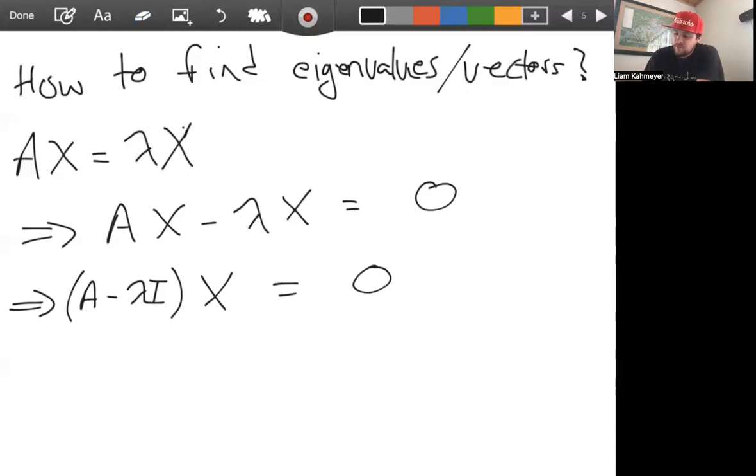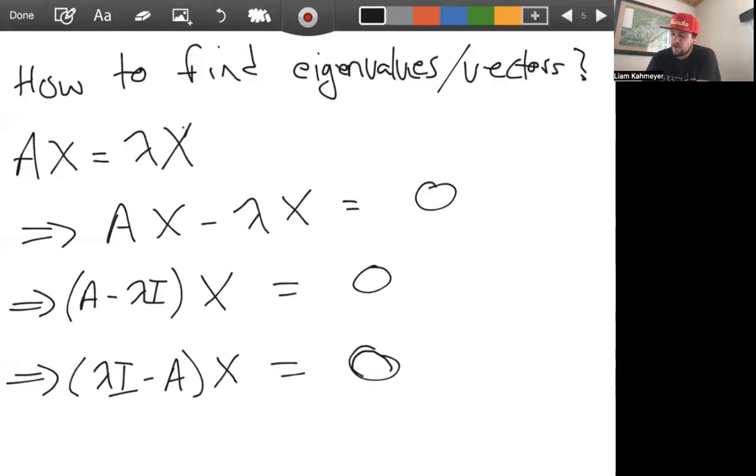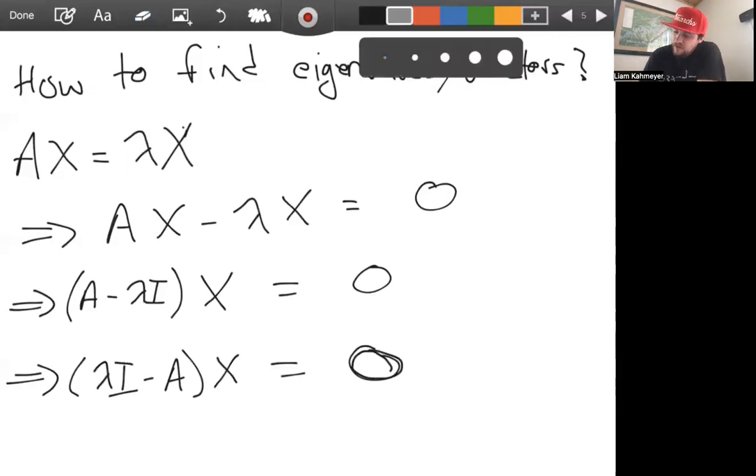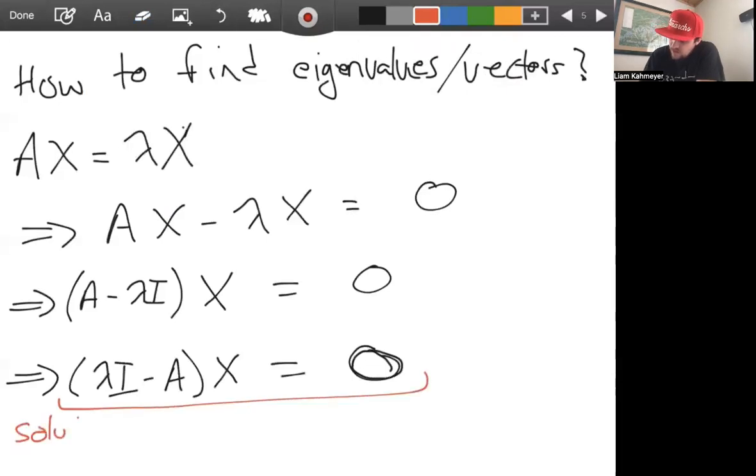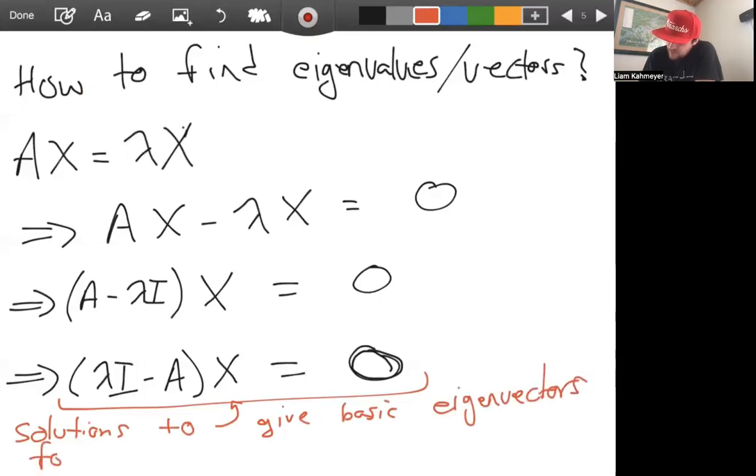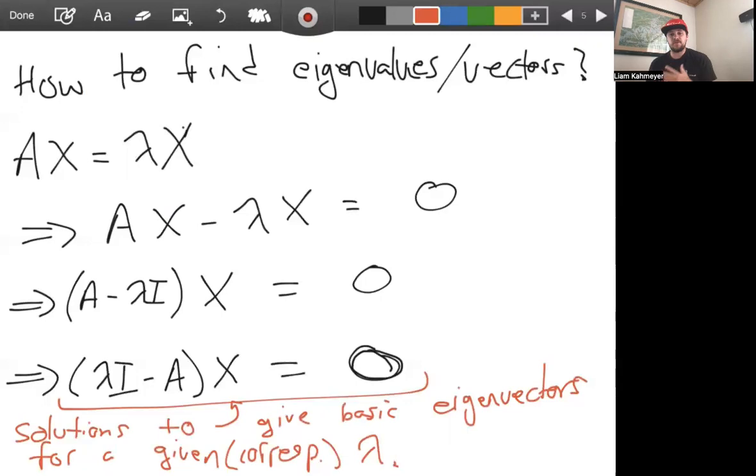And let's multiply both sides by -1. And so we get lambda I minus A times x equals 0. And so now what we would have is that solutions to this equation here give basic eigenvectors for a given, let's say, corresponding lambda, right? So if you could find this lambda, then you would know how to find the corresponding eigenvectors based on the solutions to this equation. But then you would ask yourself, well, how do I find lambda, right?